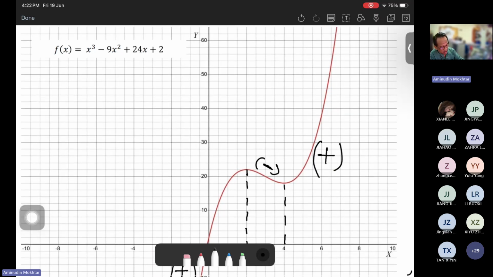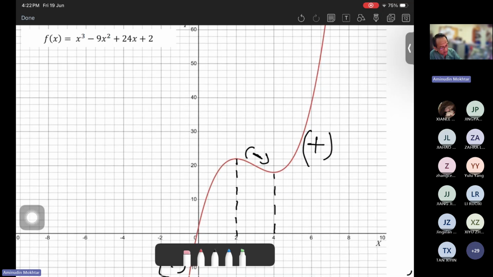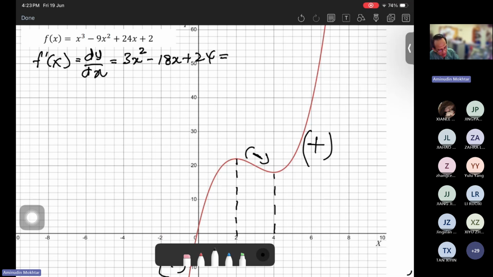Based on this concept, first we need to find the first derivative. The first step is to find the first derivative, dy/dx, or f prime of x. So this is equal to 3x squared minus 18x plus 24, and we set this equation equal to 0. When we equate it to 0, we just want to find where the slope of the function is equal to 0.